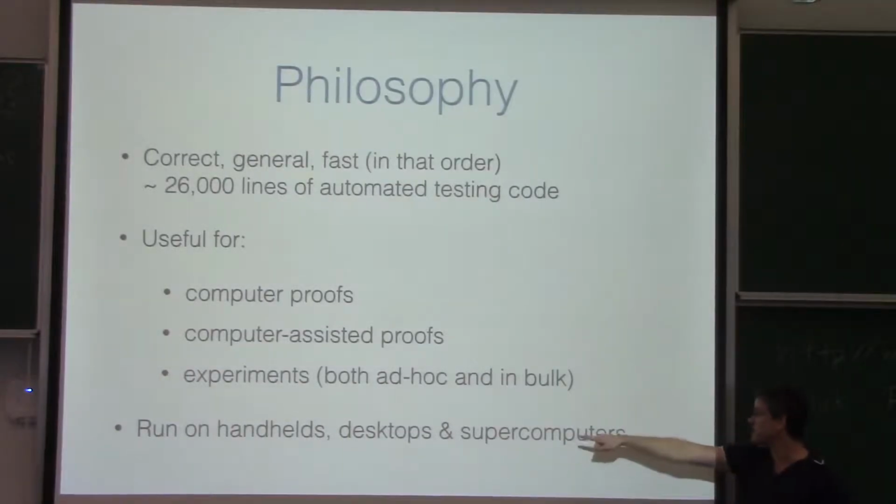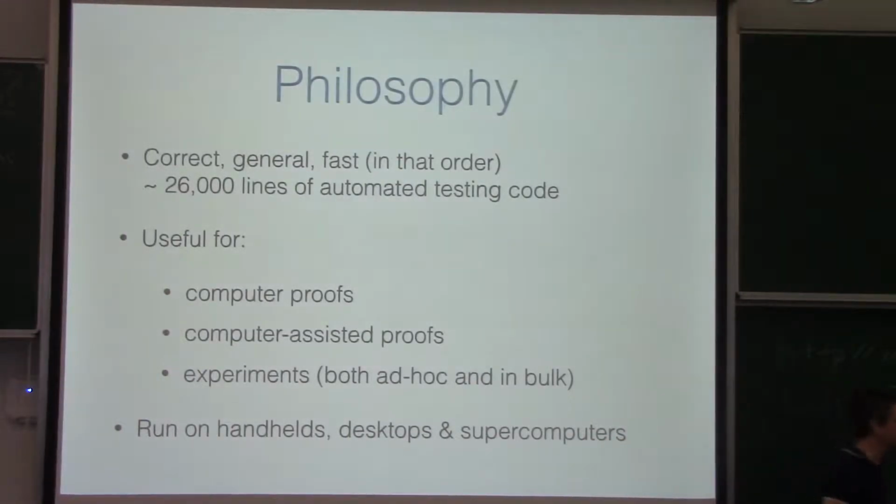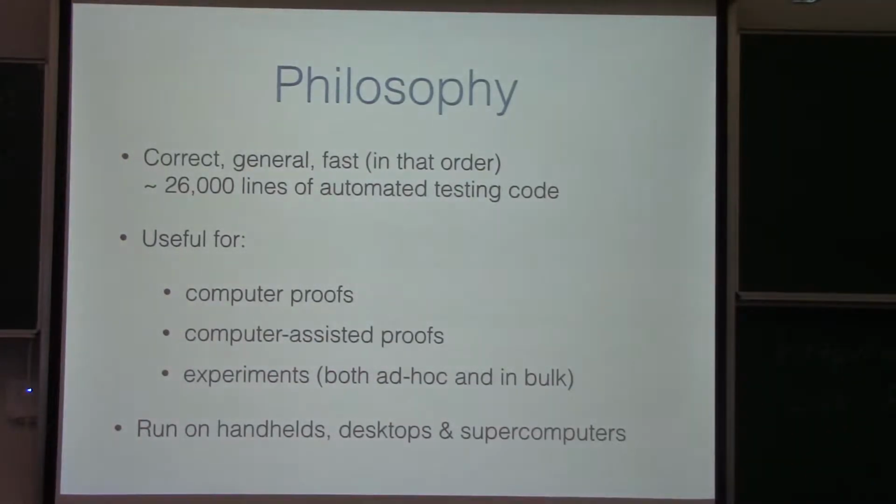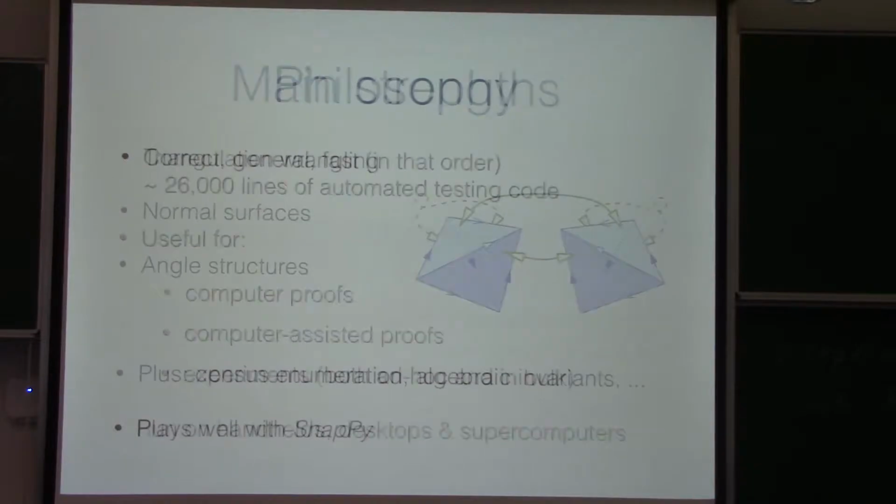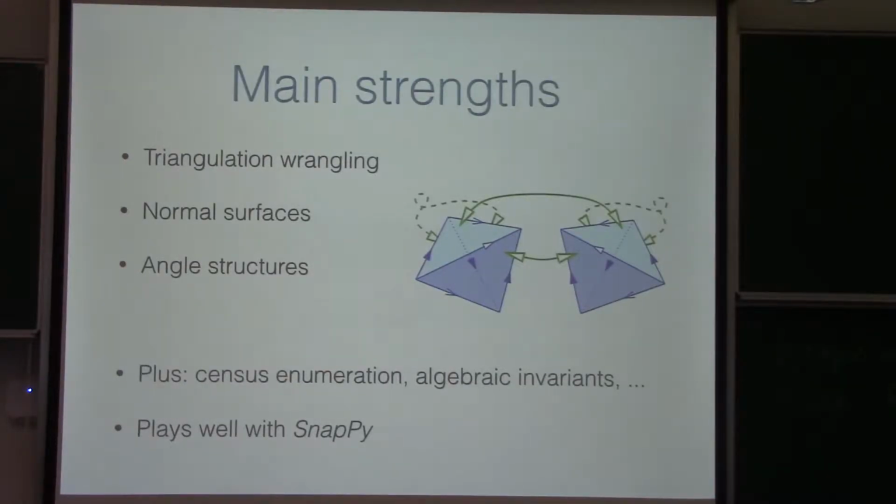It runs on an iPad, it runs on your desktop, it runs on supercomputers. It doesn't run on this. Anyway, but you can more or less put it wherever you like to use it. I've talked a bit about what it does, but really the big things again are the combinatorics of triangulations, normal surface theory and angle structures. It's used for census enumeration, it does algebraic invariants, it talks to Snappy. If you have Snappy installed and you use the Python interface for Regina, you should be able to just say import Snappy and it should just work. And if it doesn't, talk to us while all of us are here and we can try and fix that.